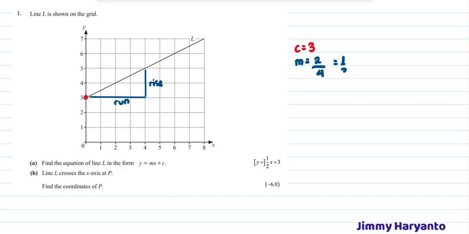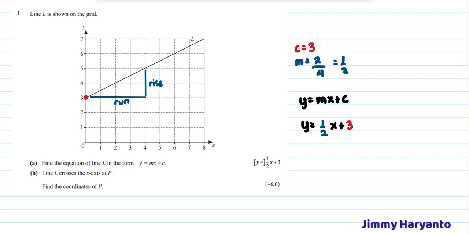That means half. And the equation of the line will be y equals to mx plus c. Y equals to, the gradient is half, and then x, and then plus c. The c equals to 3. So y equals to half x plus 3.